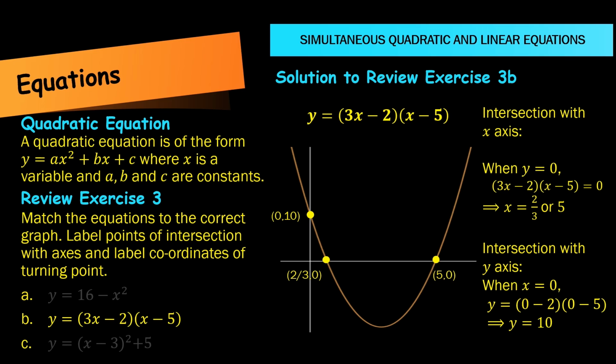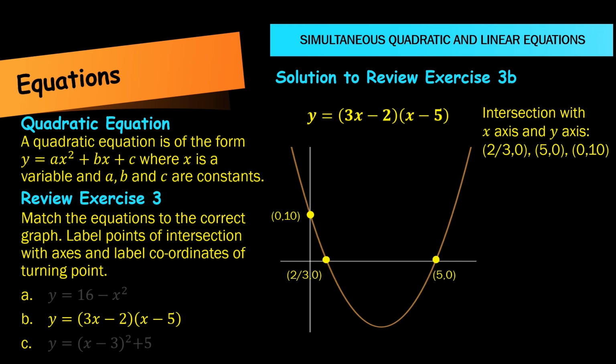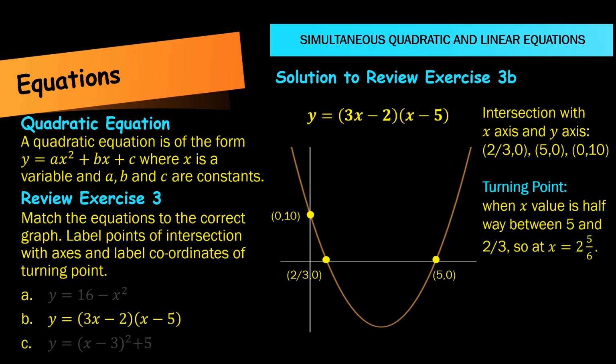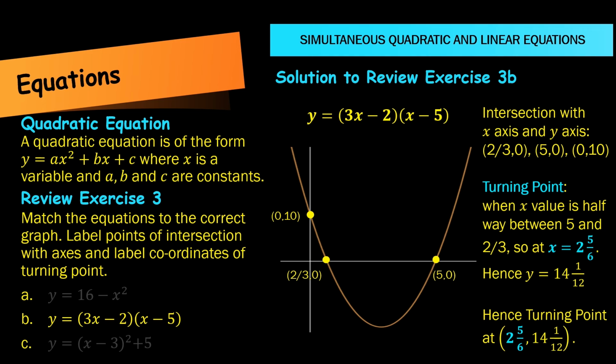So what about the turning point? This occurs when x is halfway between 5 and 2/3, in other words, when x is 2 and 5/6. And therefore plugging x equals 2 and 5/6 into the equation, we have that y is equal to 14 and a 12th. So the turning point is at 2 and 5/6, 14 and a 12th, as shown.